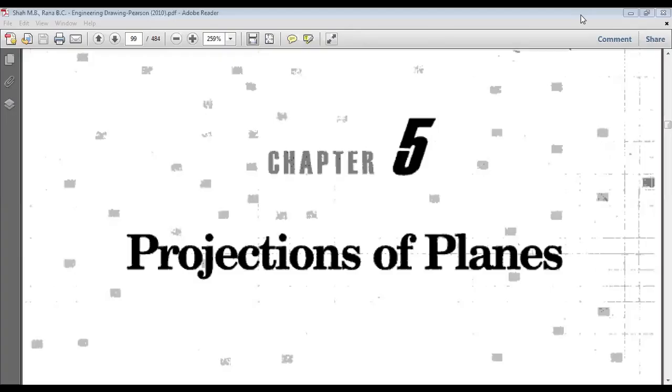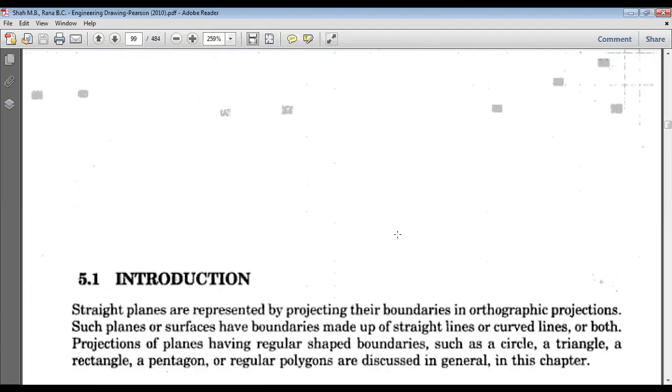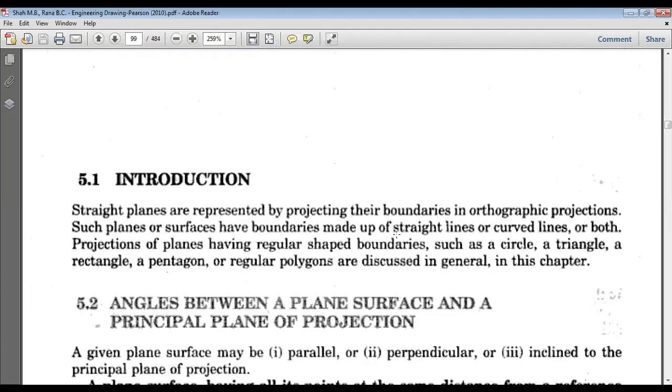Okay, see projection of planes. Since most of you are new to these projections of planes, we have already discussed projection of lines and projection of points. Planes are different. Salaf, can you hear me? Yes, sir. Okay.